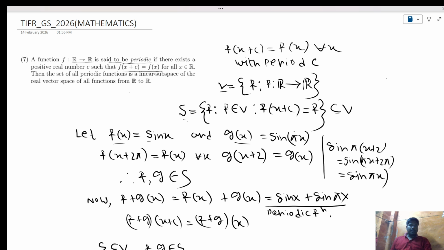So the given statement, that the set of all periodic functions is a linear subspace of the real vector space, is false, because it fails to satisfy the summation algebraic operation: f plus g doesn't belong to S. So the given statement is false.